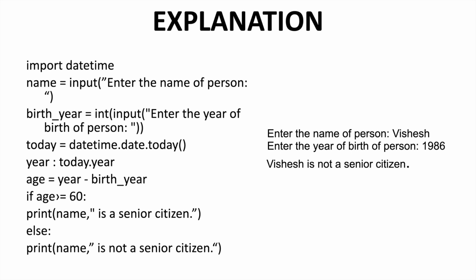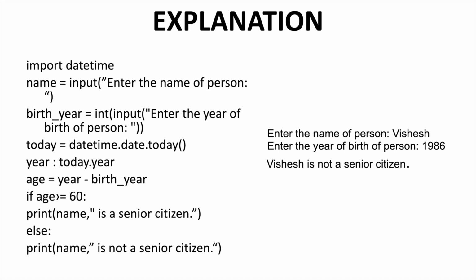year equals today.year. So at present, what is the year? You can subtract the birth year from the today year. Actually, when you take today's year, by default it will take today's date also. So how are you calculating the age here? You are calculating the age by subtracting your birth year from the current year. So year minus birth year. The variable year contains today's year, the current year, and you are subtracting the birth year from it.